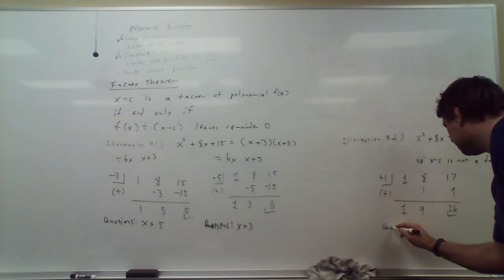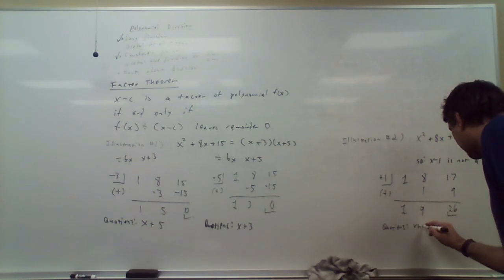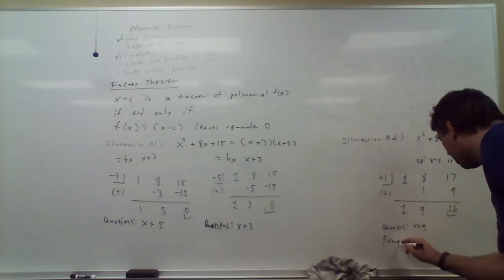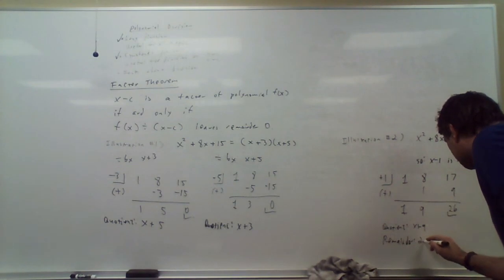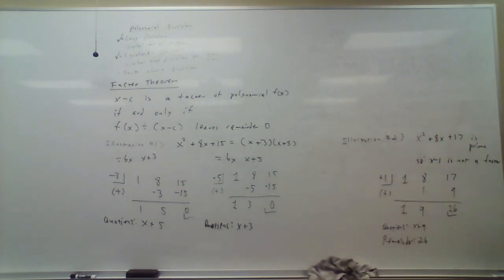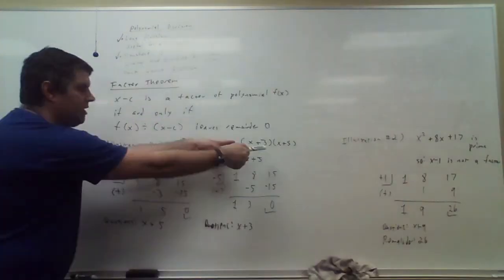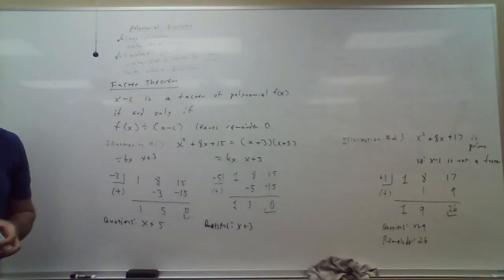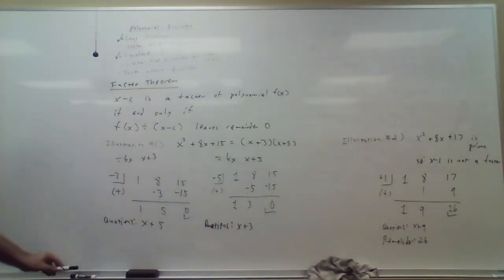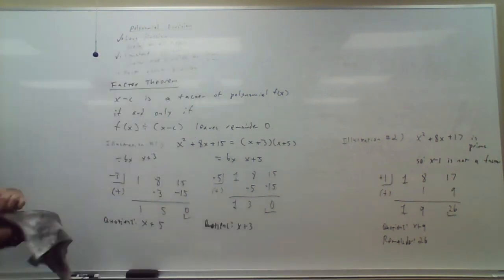The quotient is x plus 9. The remainder, 26. Okay? So it's not a factor. X minus 1 is not a factor. The remainder isn't 0. These are factors, and the remainders are 0. Okay? So that is a final, one more illustration. One more fact.